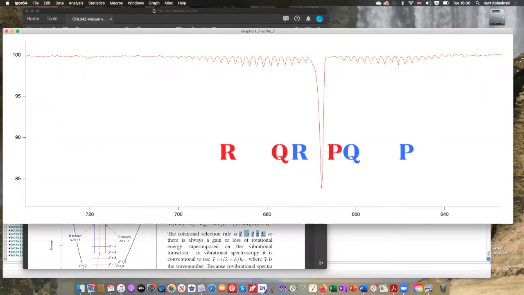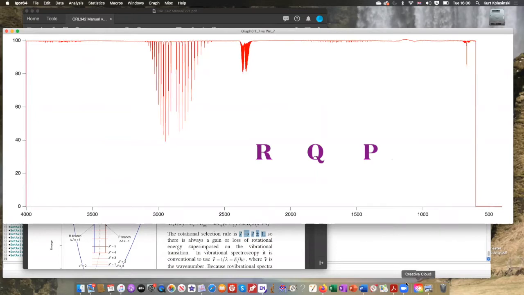This is a Q branch. This is a P branch. This is an R branch. Why do we go Q, P, R? Low energy side. Oh, the alphabet, P, Q, R. That's where the naming is going to come from. Let's see why those happen.